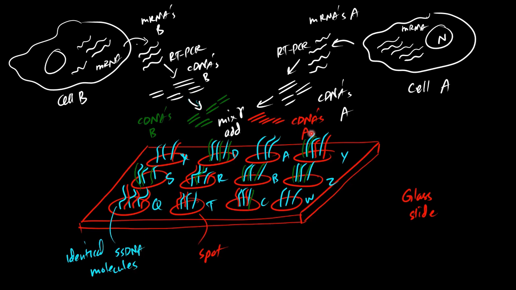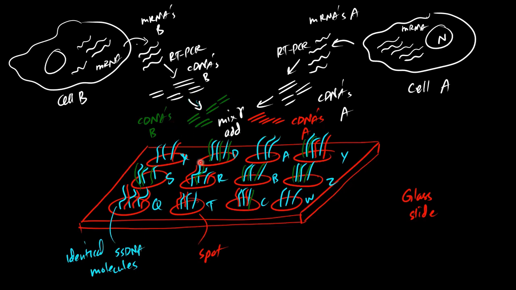Some of the red cDNA from cell A was also able to hybridize to the DNA in spot Y, C, T, Q. Notice that T and Q and Y, these spots contain DNA that is complementary to some of the cDNAs coming from cell A. Spots D and B have single-stranded DNA molecules that are complementary to cDNA coming from cell B. Spots R, C, and Y can bind both cDNA from cell A and cDNA from cell B.